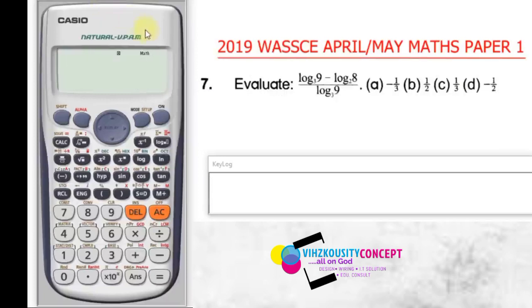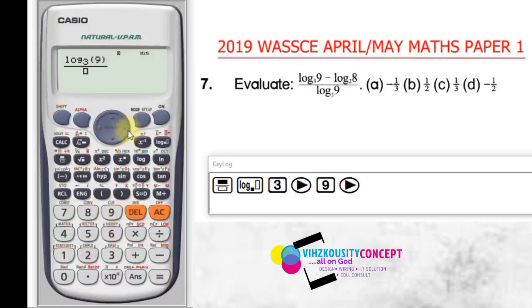So here in question number 7, we are to evaluate log to base 3 of 9 minus log to base 2 of 8, all divided by log to base 3 of 9. We are going to input this in the fraction of the calculator, and then input the logarithmic function in the right placement. So here is a fraction, and at the numerator we have log to base 3, and so we use this log, and the base is 3. Then we can go to the value we need to input, which is 9, and then we can go out of that logarithm to input the negative function.